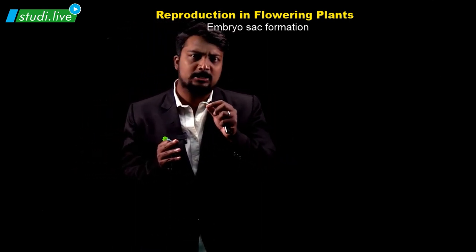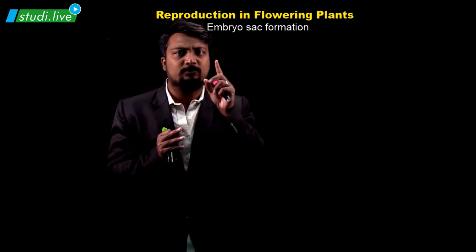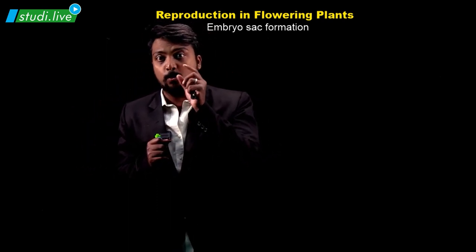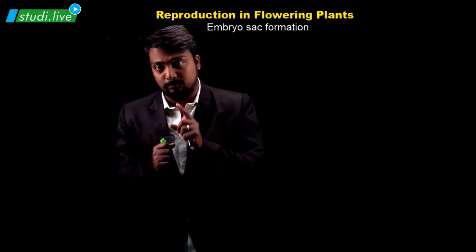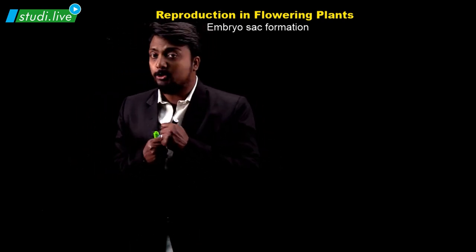Now, in megasporogenesis, what did you learn? In our previous videos, you have seen it. You clearly learned that four megaspores are formed, and out of them, one megaspore is functional. Now, this one functional megaspore is very important in the formation of the embryo sac.